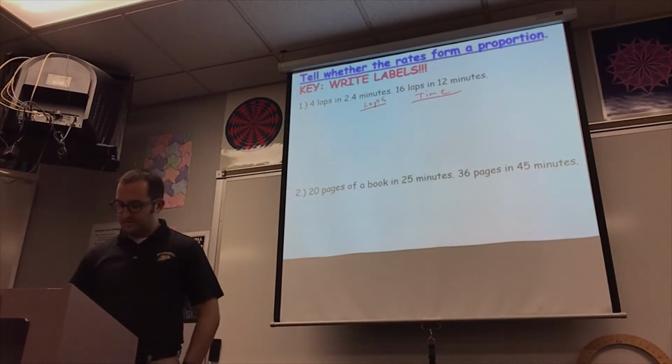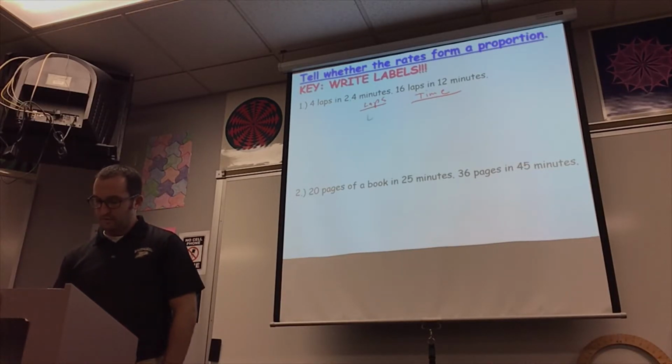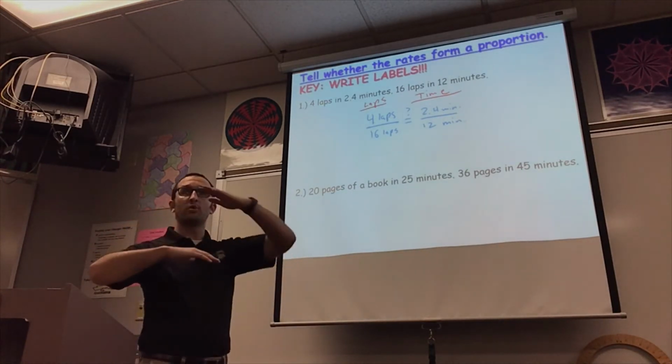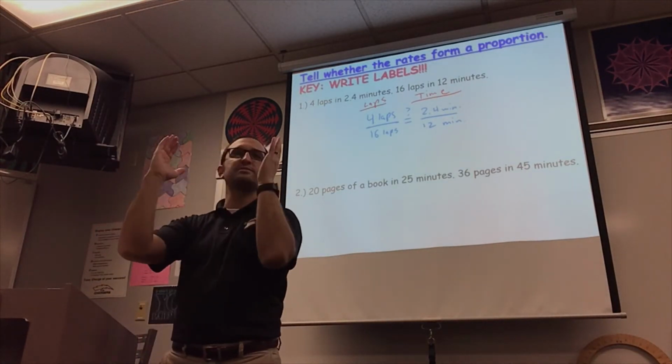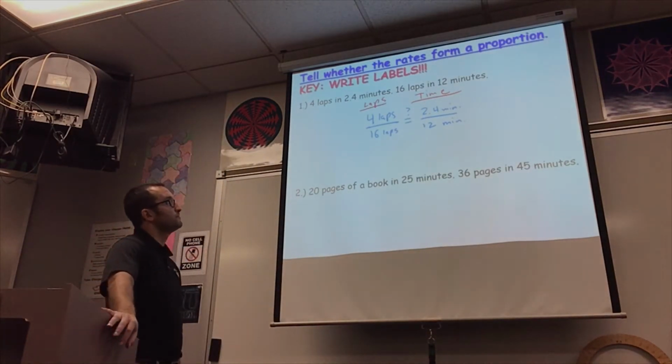So what I'm going to do is write this like this. 4 laps compared to 16 laps. Is that, in fact, equivalent to 2.4 minutes over 12 minutes? The cool thing about proportions is that you can write them horizontally or you can write them vertically, and they will be equivalent, which is kind of neat.